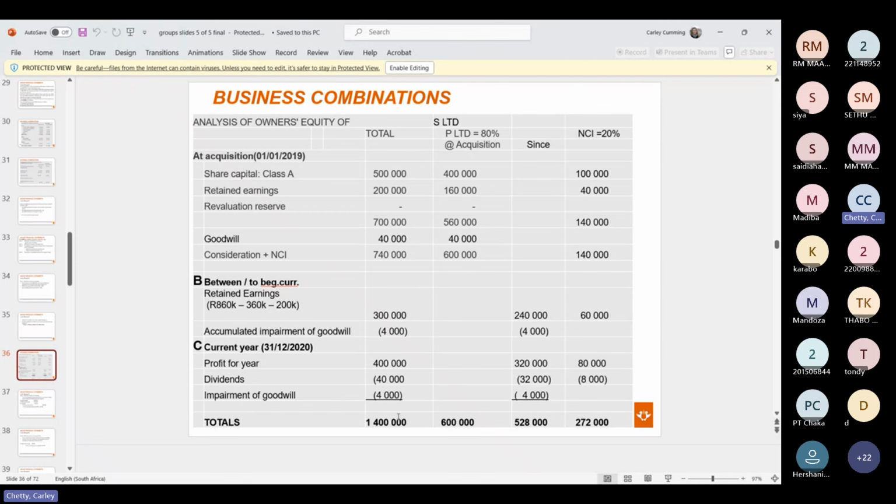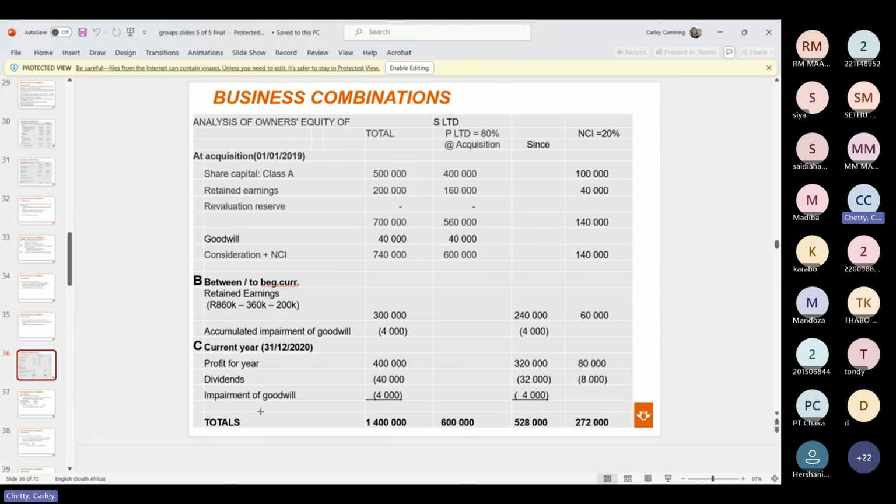So P will get 80% of that. 400,000 times 80% will give us 320,000, and NCI will get 20%, which is 80,000. The dividends of 40,000, 80% will be allocated to P and 20% to the non-controlling interest. And then we have an impairment of goodwill, and we'll have a look at the calculation just now. The impairment is 4,000 Rand, and that reduces the current year profits.